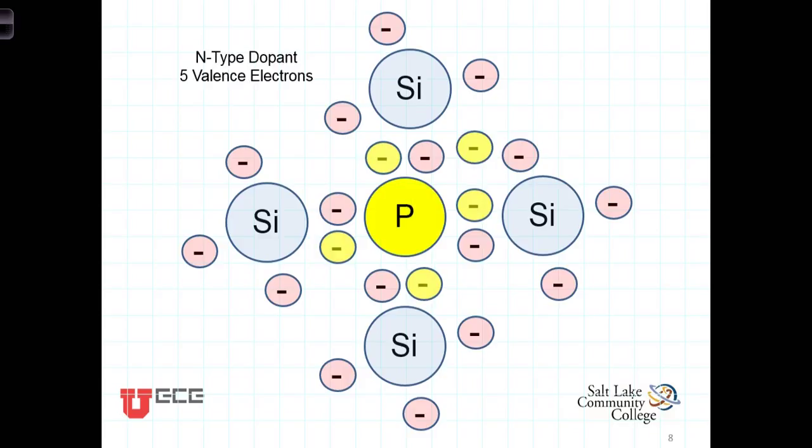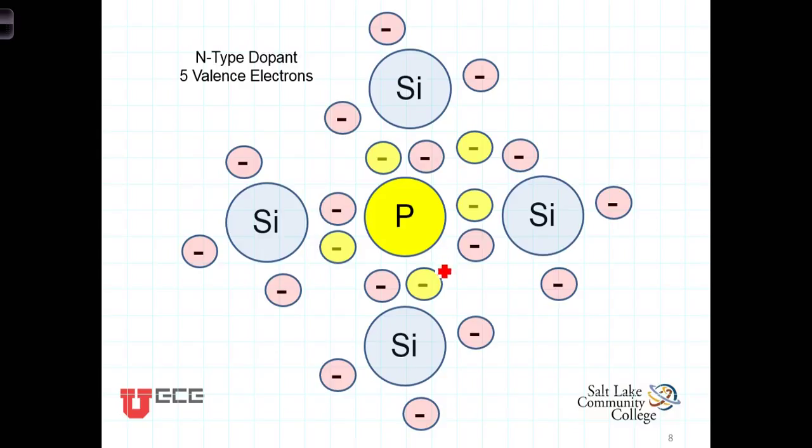But in the manufacturing process, it's possible to replace some of the silicon atoms with atoms of other materials. In this case, we're showing phosphorus. Phosphorus is in the next column over on the periodic table, and it actually has 5 valence electrons instead of 4. So when we displace one of the silicon atoms with a phosphorus atom, we take out the silicon atom with 4 electrons and replace it with a phosphorus atom with 5 electrons.